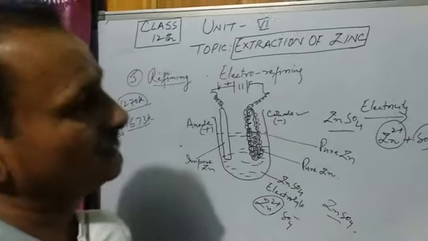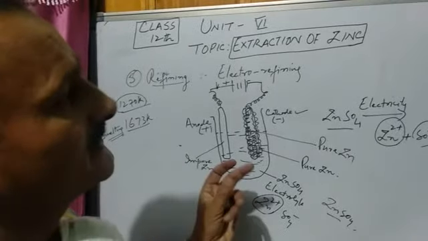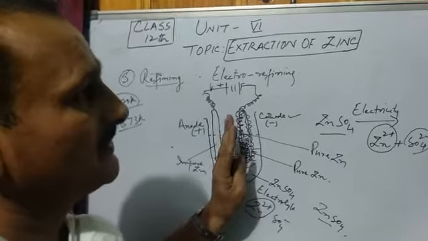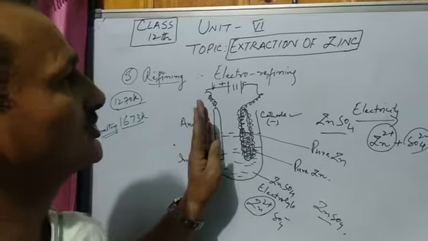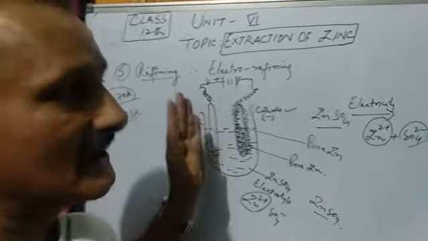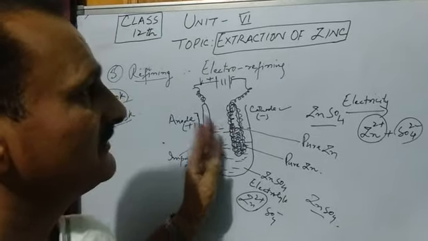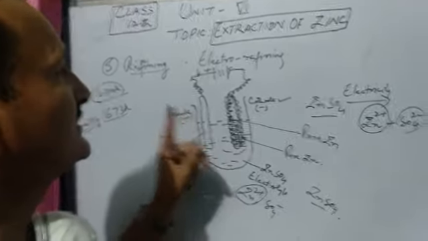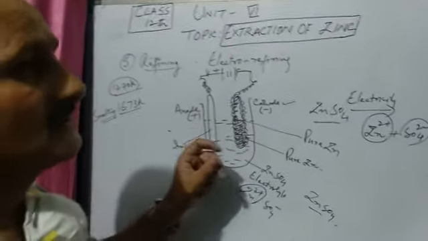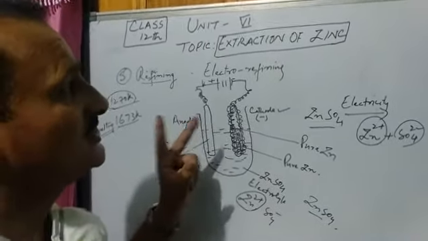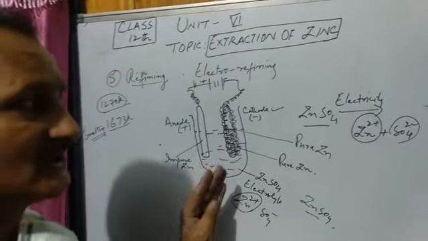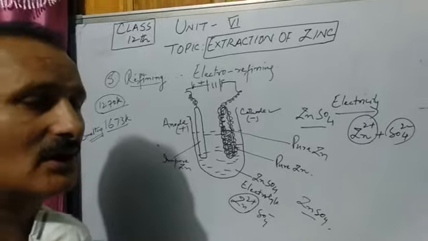And one more objective type question, that the chief ore of zinc is zinc blende. That is to be remembered. However, zinc has 5 ores like zinc blende, calamine, zincite, willemite and franklinite. But the first ore, that is zinc sulfide or zinc blende, is the chief ore of zinc. So these are steps for the extraction of zinc, and that is all for today.